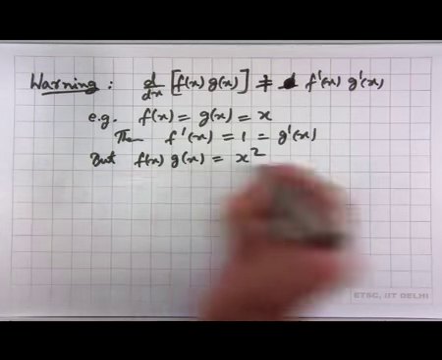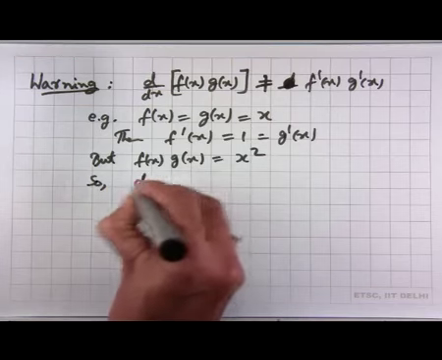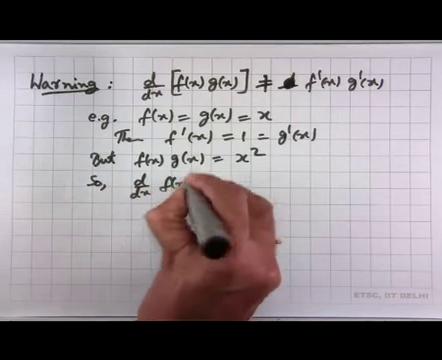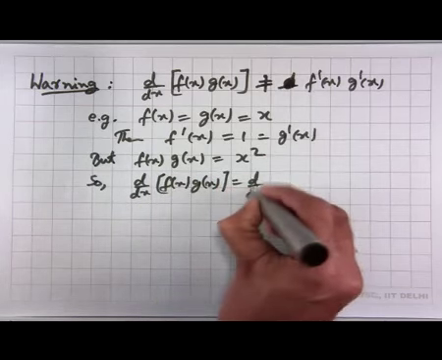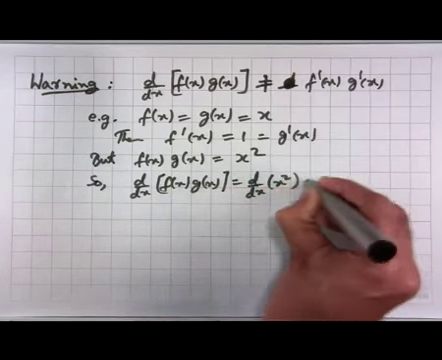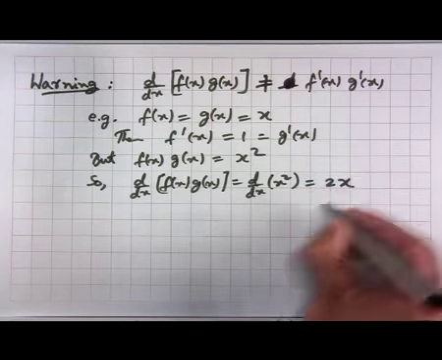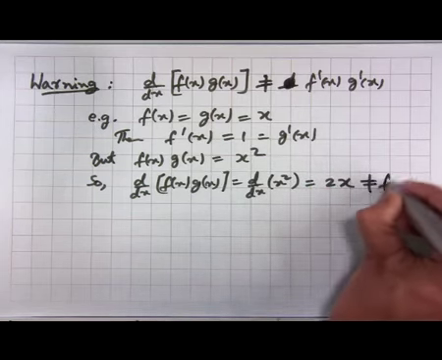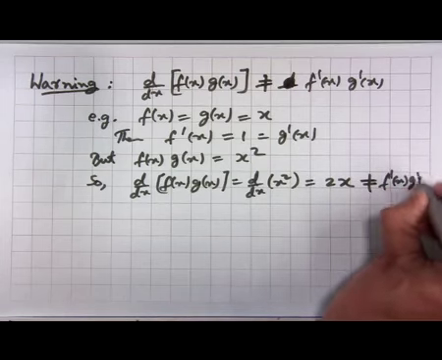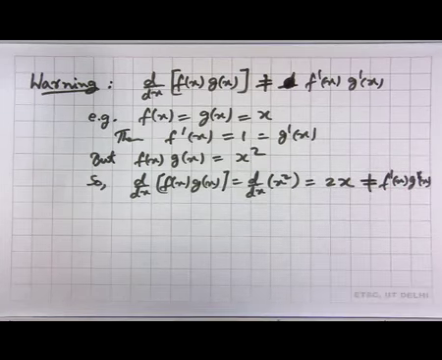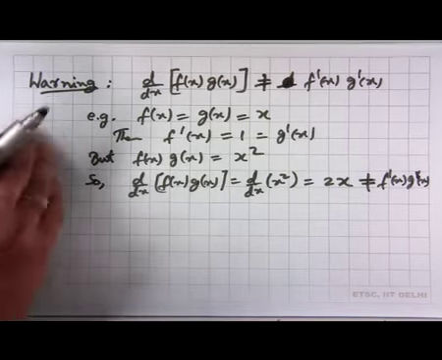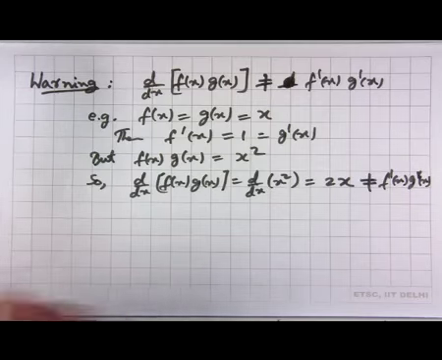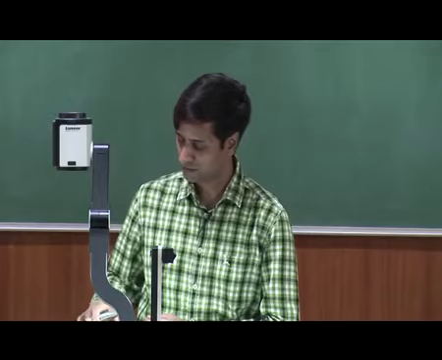So, d by dx of f x g x is d by dx of x square, which we have seen is equal to 2x. This is not equal to f prime x times g prime x. So, in the beginning many students make this mistake, and when they see a product of functions and then a derivative, they write it as a product of the derivatives, which is absolutely wrong, right.